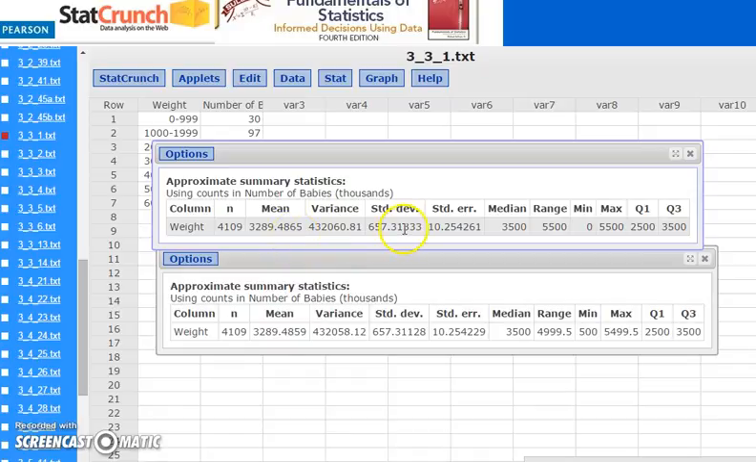Same thing with our standard deviation. We're going to see some differences in the 3rd decimal place. So try this tip and let me know if you run into other issues.